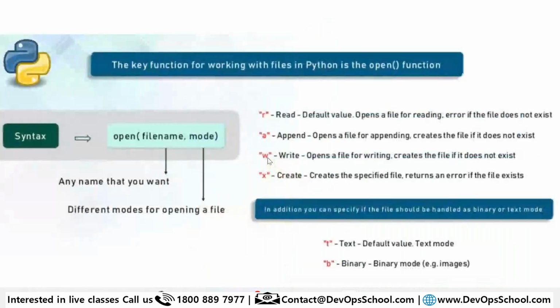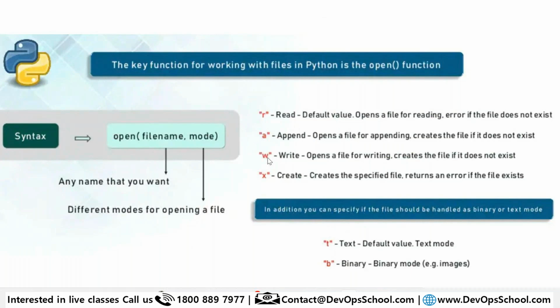So the question is, how do we open a file? There is one function which has been given in the OS module. It's a part of the Python installation only, so you don't have to install it separately. The open function, open method, you can use it to open any file.